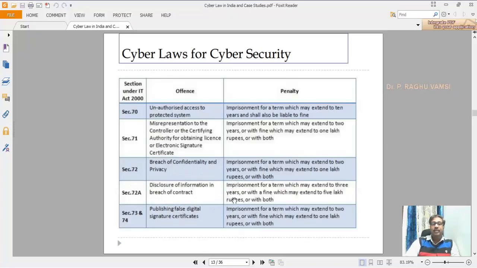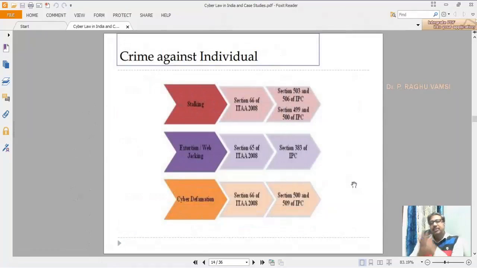Whatever the maximum imprisonment is, that much maximum imprisonment may be imposed by the court once they prove guilt. So this is what the cyber security sections, especially from section 72 to 74, come under cyber security. Here the crimes can be broadly classified into 3 categories. One is crime against individual, another is crime against an organization, another is crime against the nation.